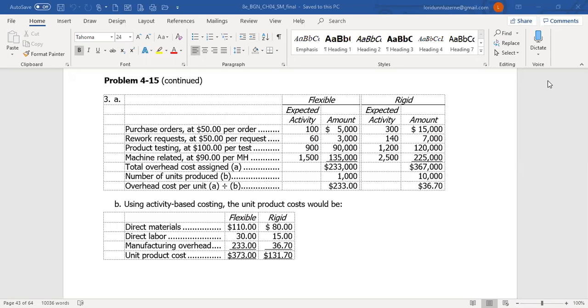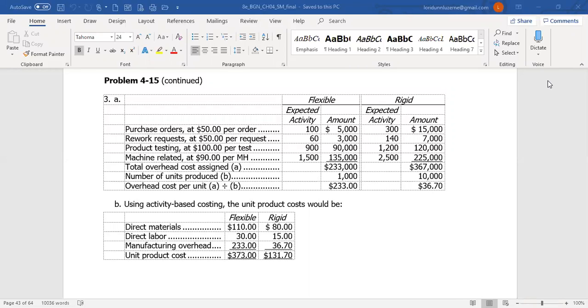Overhead is applied to products on the basis of direct labor hours. At the beginning of the current year, management estimated that $600,000 in overhead costs would be incurred, and the company would produce and sell 1,000 units of the flexible model and 10,000 units of the regular model. The flexible model requires 2 hours of direct labor time per unit, and the regular model requires 1 hour. Direct materials and labor costs per unit are given below.